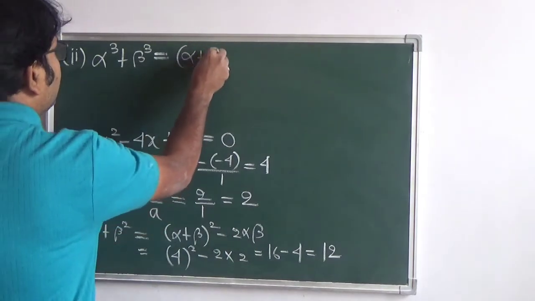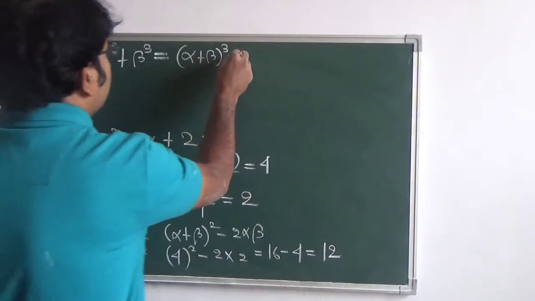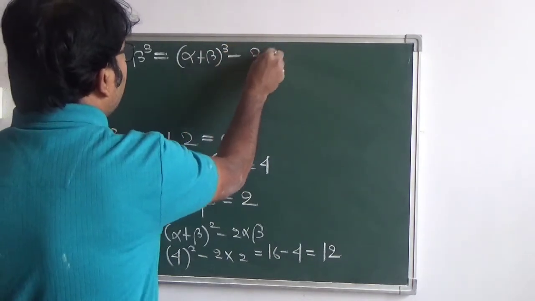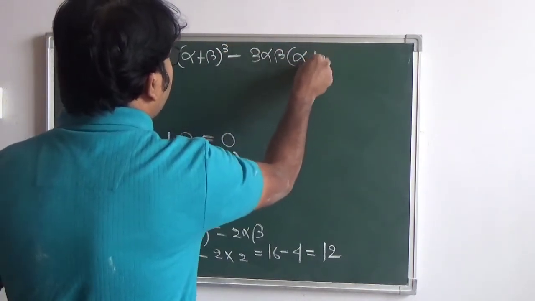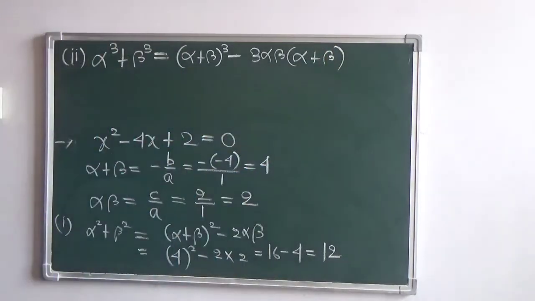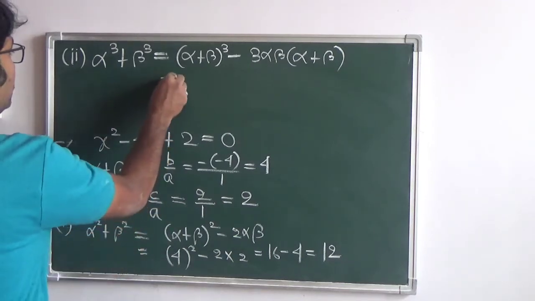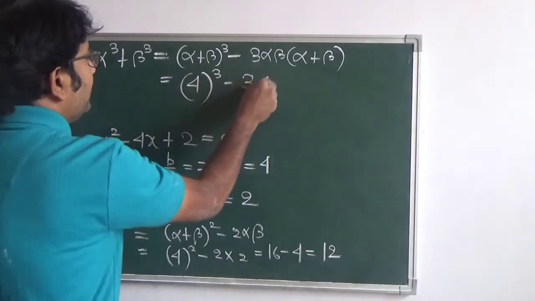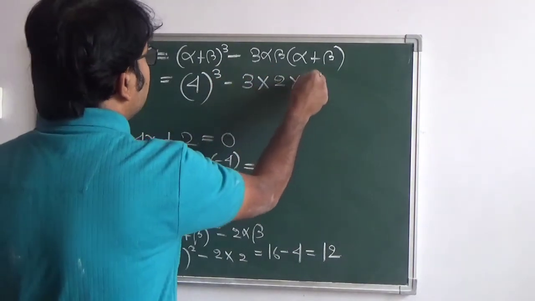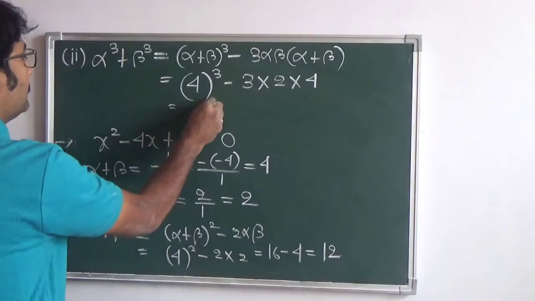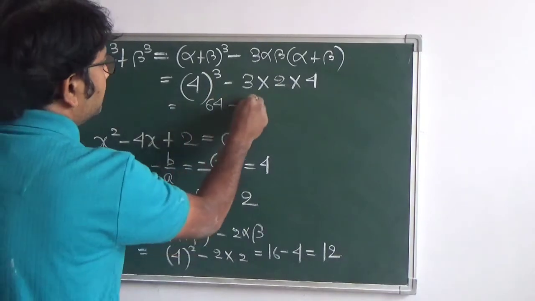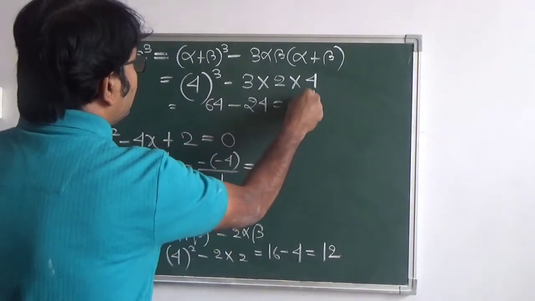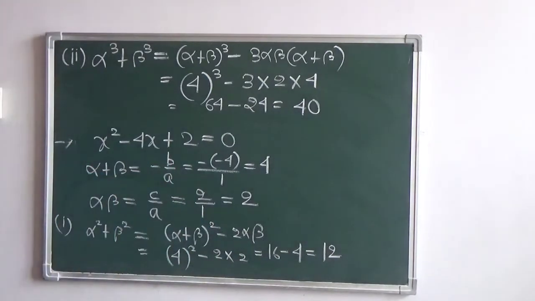Is alpha plus beta whole cube minus 3 alpha beta into alpha plus beta. Okay? So alpha plus beta whole cube minus 3 alpha beta into alpha plus beta. Now you need to put the values, and this is equals to 4 cube minus 3 into this is 2, and this is again 4. So 64 minus 24, we get the value is equals to 40.